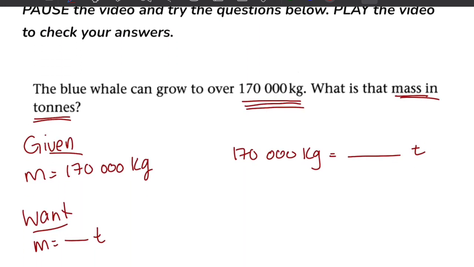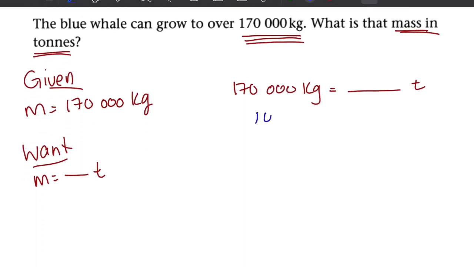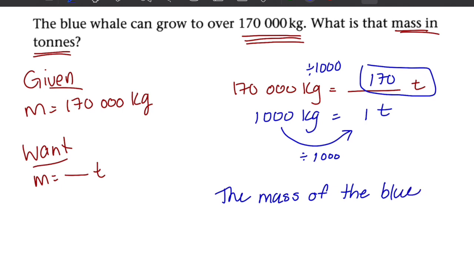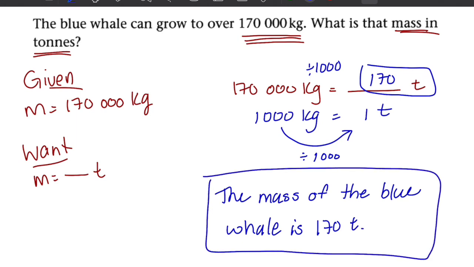Okay, I know from my formula sheet that 1,000 kilograms is equal to 1 ton. So to get from here to there, we divide by 1,000. So here I'm going to divide by 1,000. And that will give me 170 tons. So I'm going to write a summary sentence. The mass of the blue whale is 170 tons. And I put the units because that is important. All right, let's try the next question.